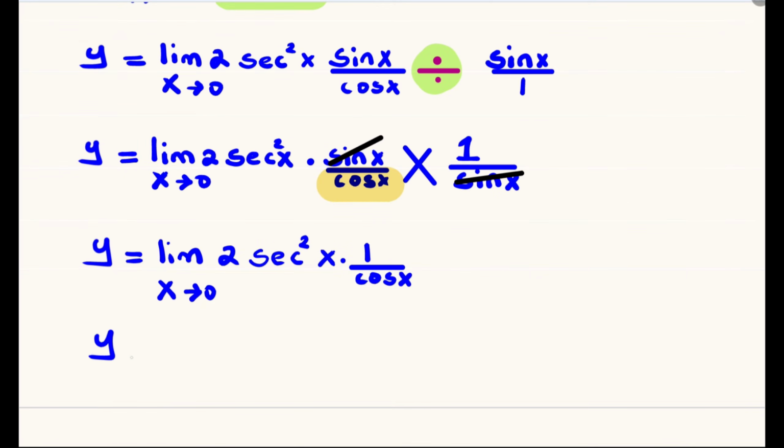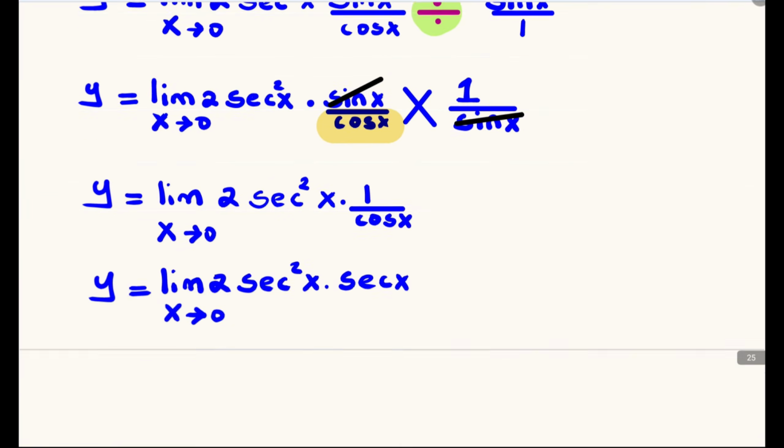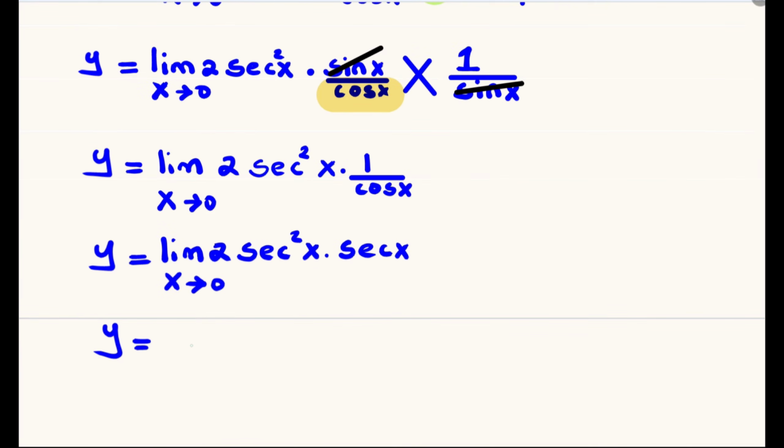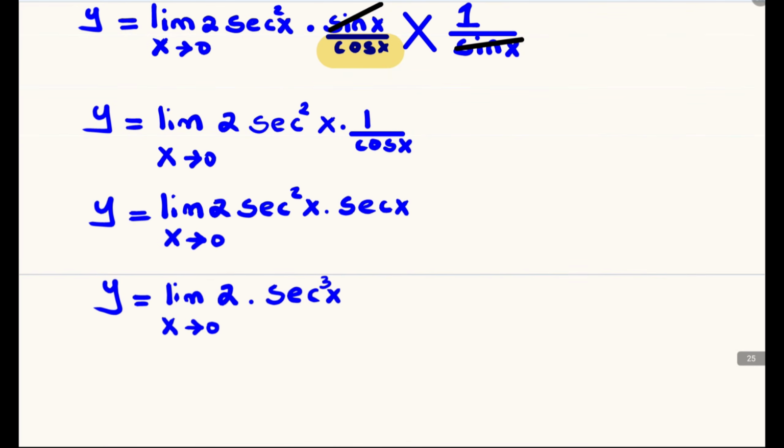and we have y is equal to the limit of 2 multiplied by sec squared x. Remember, 1 over cos x is equal to sec x, so that 1 over cos x, we write it as sec x as x approaches 0, and we have y is equal to the limit of 2 multiplied by sec squared x multiplied by sec x, which is sec cubed x, as x approaches 0.